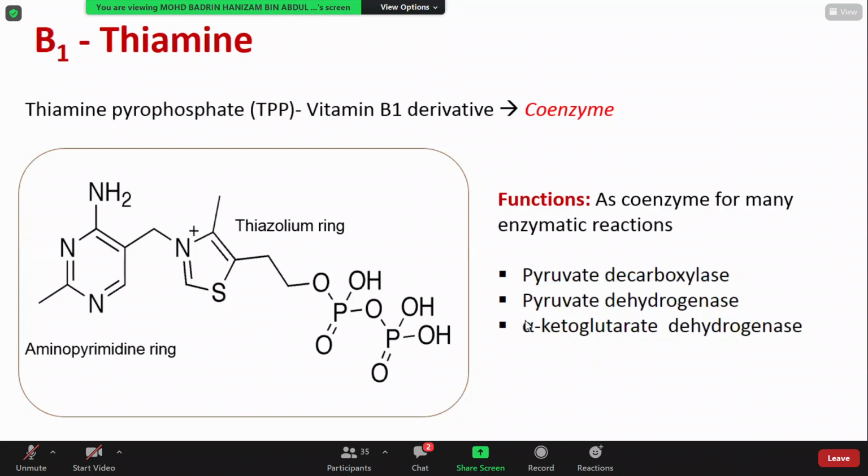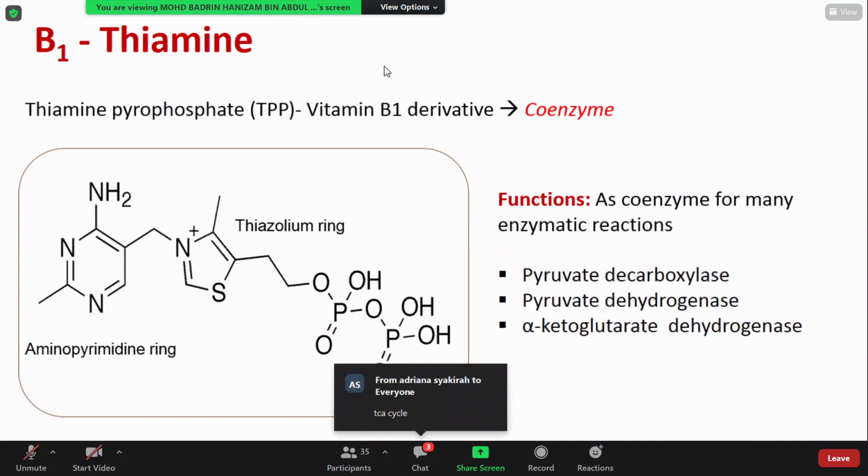In which pathway can you find alpha ketoglutarate dehydrogenase? Krebs cycle. A cycle. Yes, this is a cycle. All right. Thank you very much, class.